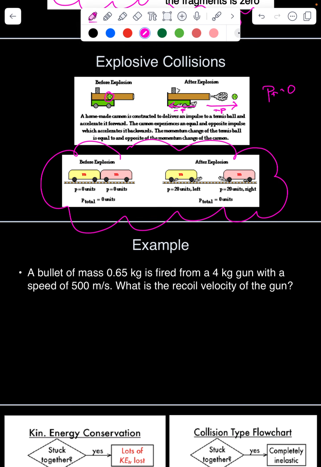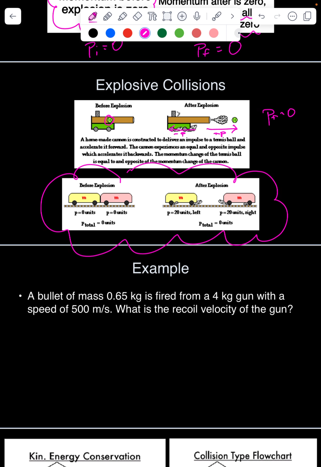All right, so let's look at this. We have a bullet with a mass of 0.65 kilograms. So that's our M1, 0.65 kilograms, for the bullet, which is fired from a 4-kilogram gun. That's our M2.